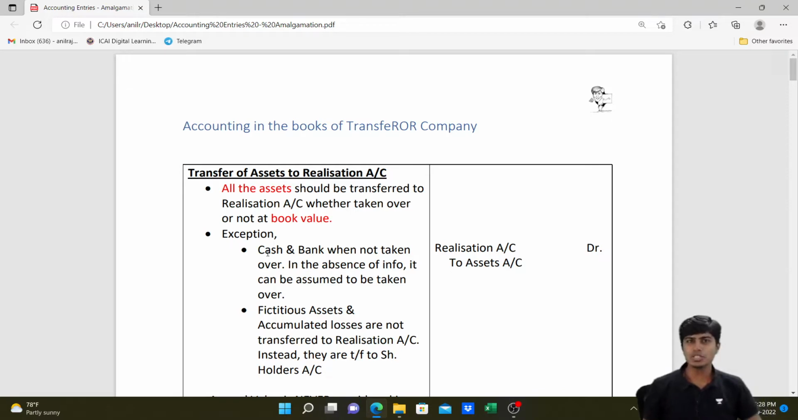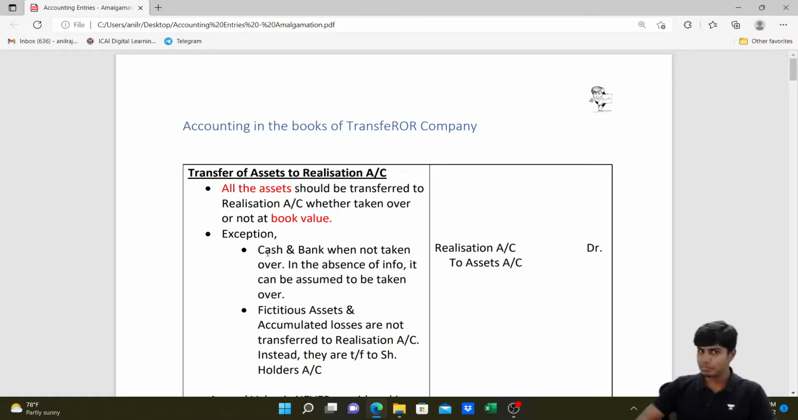Now there are certain items which need not be transferred. What are they? If there is any P&L account debit balance or expenses which are not written off, those will not be transferred to realization. Why? See, you do this in partnership also. In the chapter of partnership, whenever you do realization approach, you transfer all the assets to realization account, but not P&L account debit balance, not reserve. Why? They'll be transferred to capital account. Such losses should be adjusted against the amount payable to shareholders. So we'll adjust it there. So P&L debit balance or any such expenses not written off will not be transferred to realization.